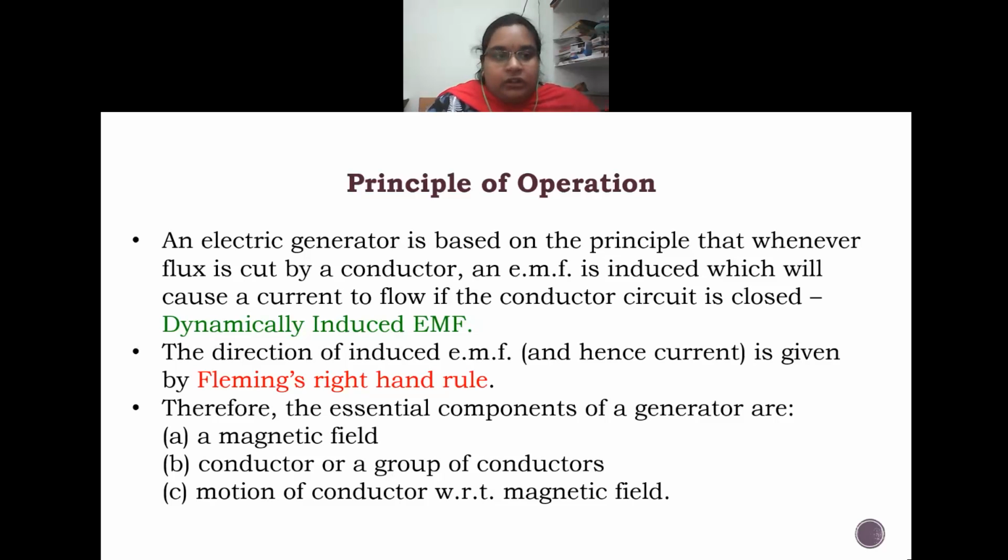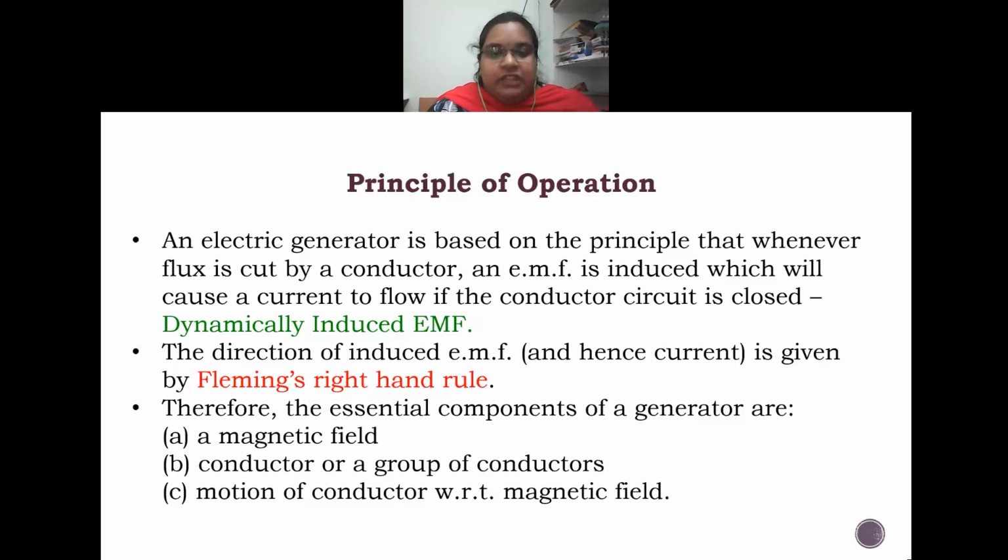In this slide you can see that any electrical generator is based on the principle that whenever flux is cut by a conductor, an EMF is induced, which will cause a current to flow in the conductor if the conductor circuit is closed. This concept is nothing but the dynamically induced EMF concept. So, the principle of operation of a DC generator is dynamically induced EMF.